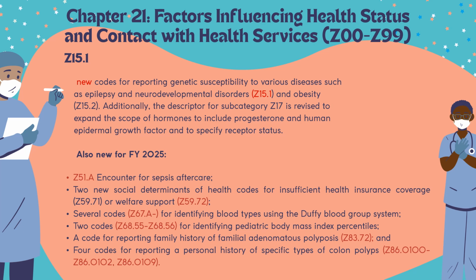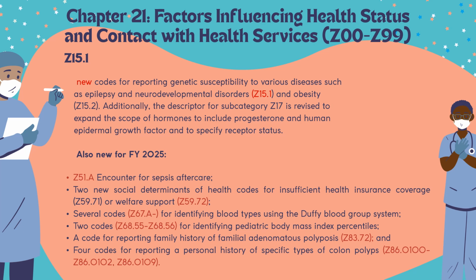Also new for fiscal year 2025: Z51.A encounter for sepsis aftercare. 2 new social determinants of health codes for insufficient health insurance coverage, Z59.71, or welfare support, Z59.72. Several codes, Z67.A, category for identifying blood types using the Duffy blood group system.